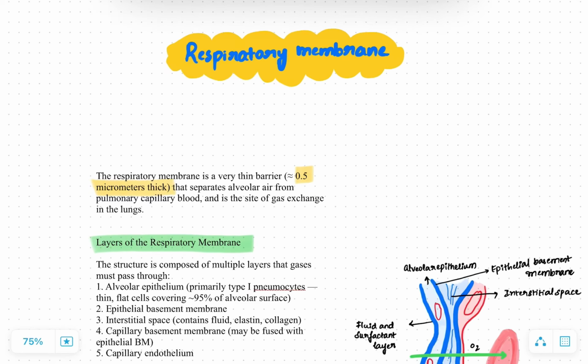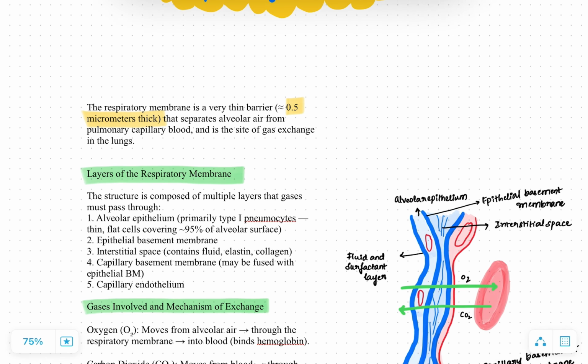Hello everyone, in this video we are going to discuss respiratory membrane physiology. So what is this respiratory membrane? It is a very thin barrier that separates the alveolar air from the pulmonary capillary blood, and it is the site for gas exchange in the lungs.